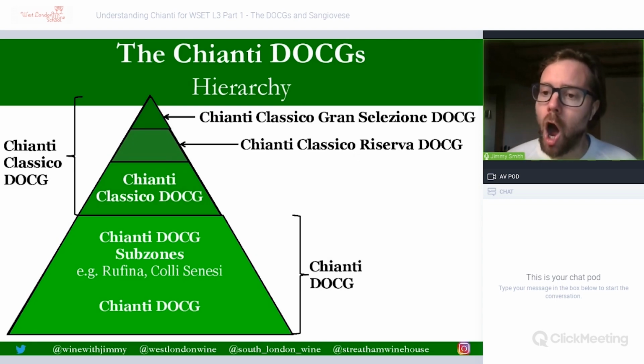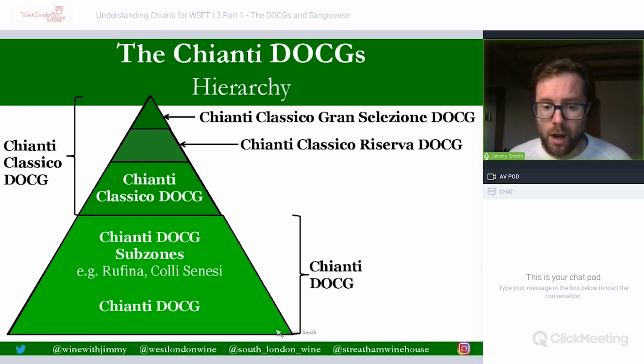And we're going to learn about the hierarchy of the Chianti DOCGs. So these are the key things you'll need to know about Chianti. You'll see here there is a triangle on this presentation, which has the lighter green area down this bottom area, which is generic Chianti. That's what it says here, Chianti DOCG, which includes Chianti DOCG and its subzones. The darker greens above that is Chianti Classico, and that includes Chianti Classico, Chianti Classico Riserva, and then Chianti Classico Gran Selezione. So they are the two groups that we're going to look at.